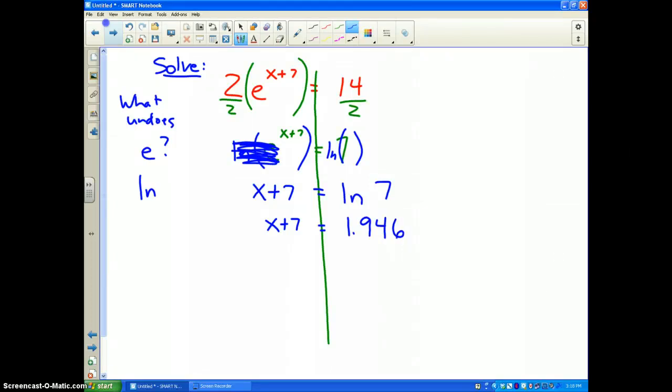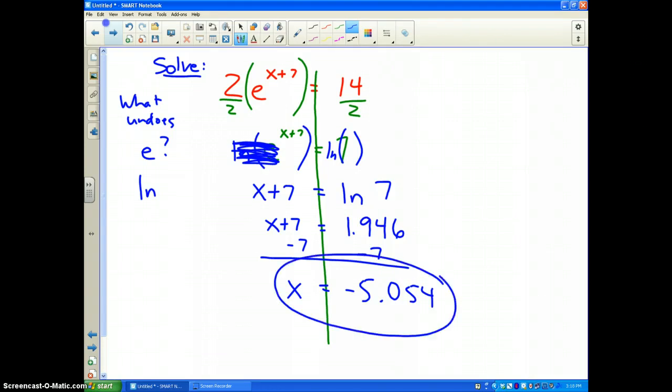1.946. And all I got to do is minus 7 to both sides. And I find out that x is equal to negative 5.054. That's my value that will solve this problem with the base e. And I hope that answers your questions, but that's how you finish up section 7.6.